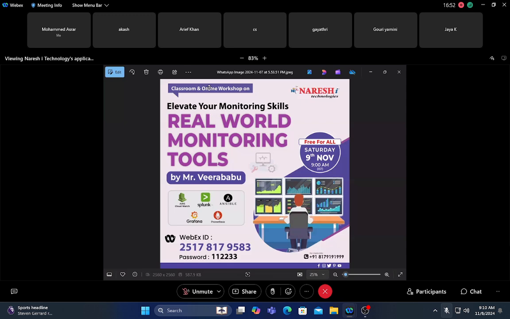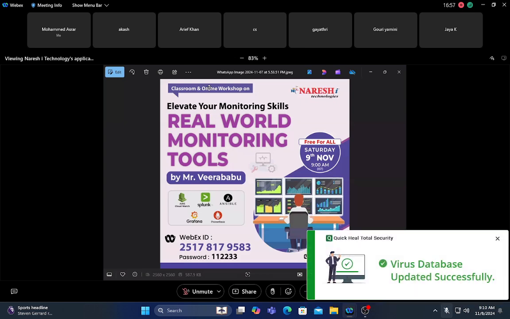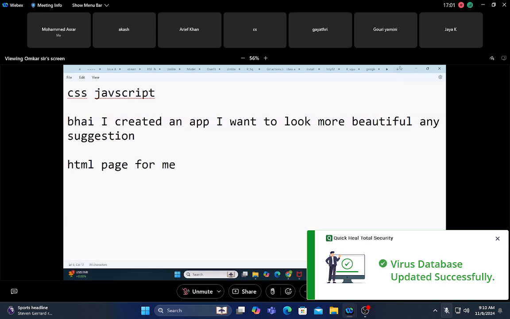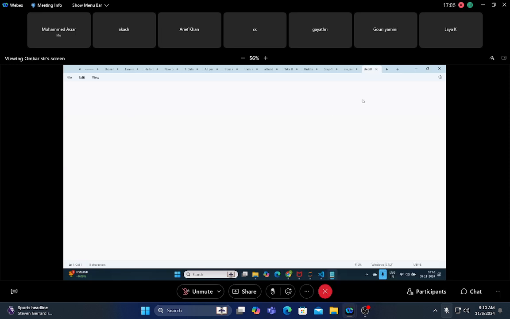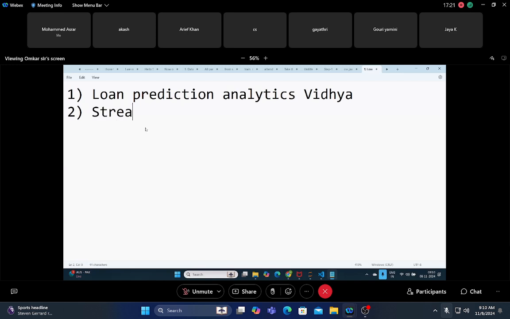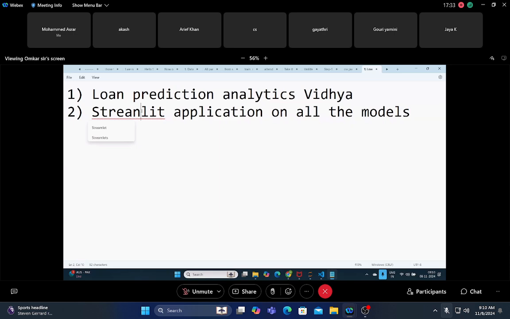Online students, have you completed the tasks? You need to complete three tasks actually. One is loan prediction analytics vidya, and the second one is a Streamlit application on all the models.